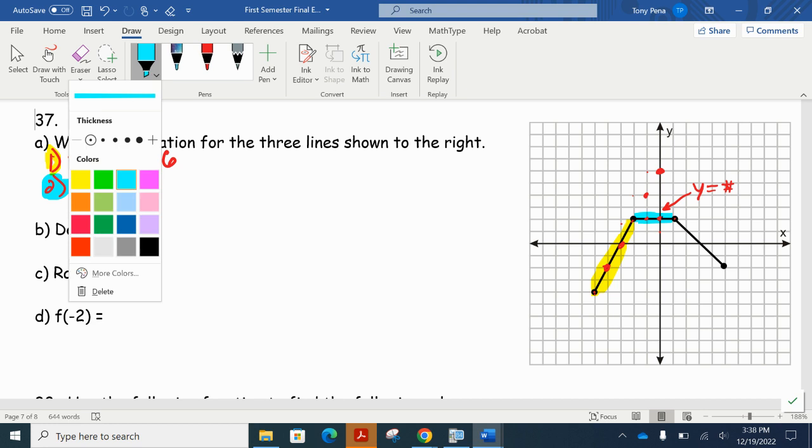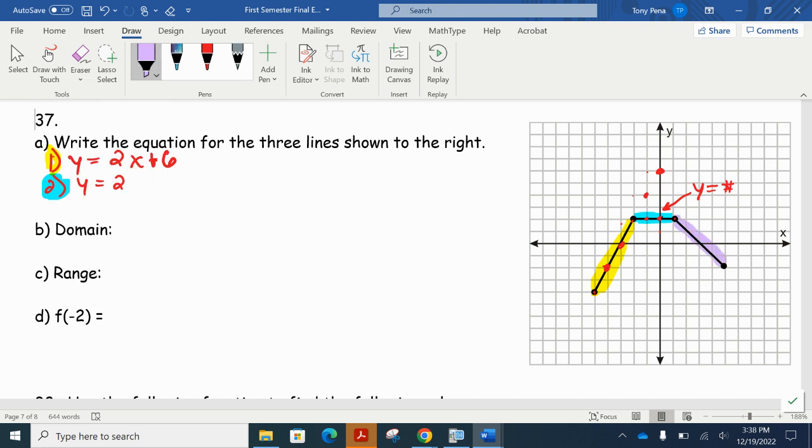Then our third line, I'll do this in purple, will be this one. Again, y equals mx plus b. For the slope of this line, we're going to go up 1, left 1, up 1, left 1, up 1, left 1, up 1, left 1. Or down 1, right 1, down 1, right 1. So the slope of that line should be a negative 1.